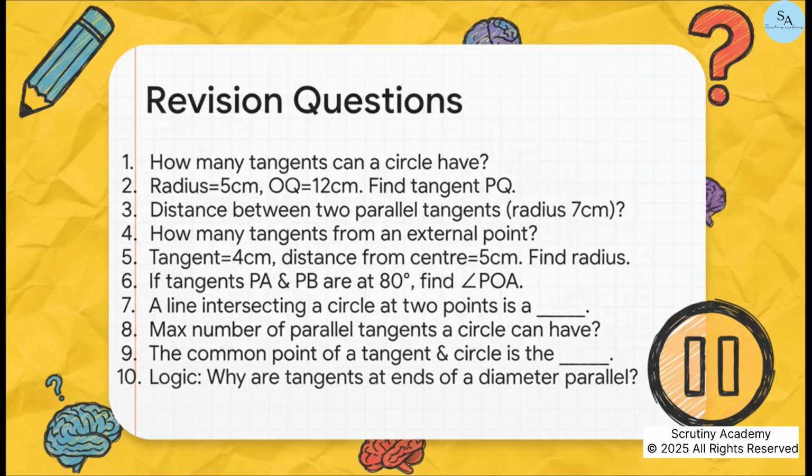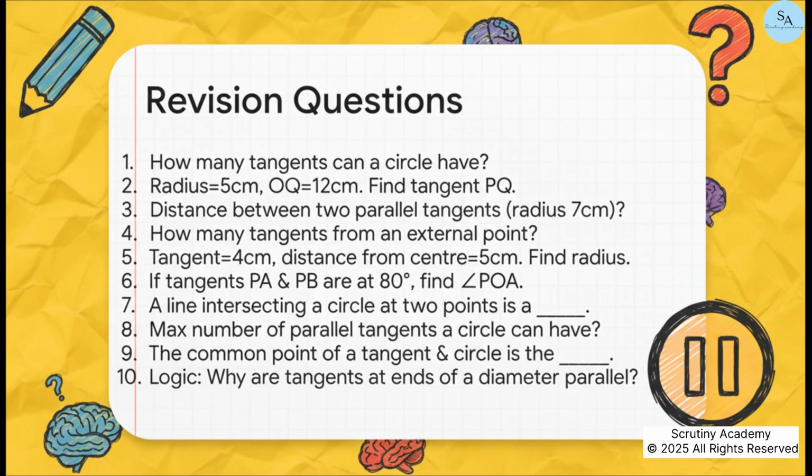Number 1, a circle can have an infinite number of tangents. Number 2, using Pythagoras, you get the square root of 119 centimeters. For number 3, the distance is just the diameter, so it's 14 centimeters. Number 4, from an external point, you can draw exactly 2 tangents. Number 5, back to Pythagoras, the radius is 3 centimeters.